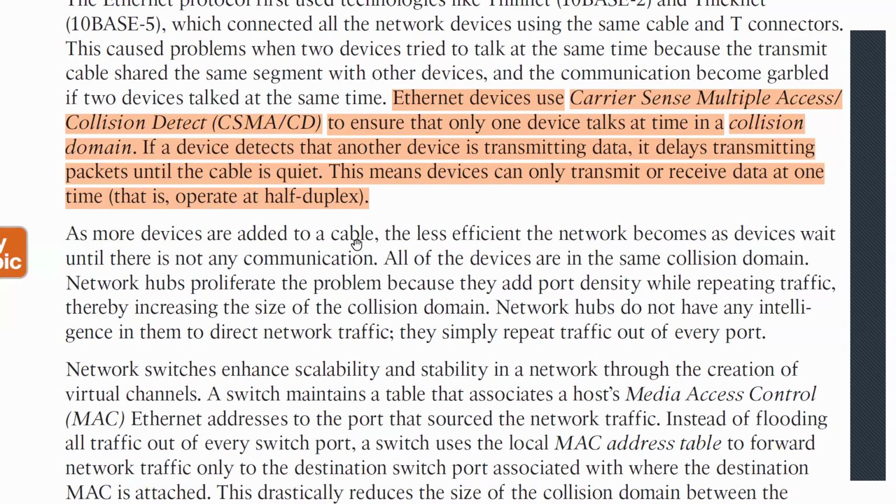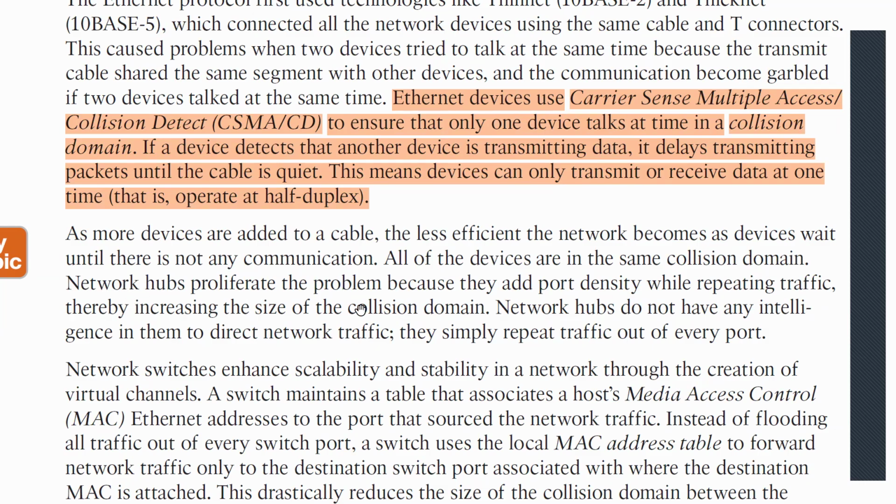As more devices are added to a cable, the less efficient the network becomes, as the device will wait until there is no communication. If you add more devices to the hub, the waiting time will be large because every device will try to communicate. And there's a possibility that two devices check at the same time. They find that the media is free, and then both of them start transmitting at the same time, and a collision will happen. So that is how your network becomes less efficient. Since all of the devices are in the same collision domain, it becomes less efficient.